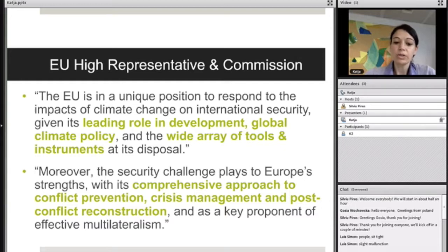And then the second quote also very much links to that, saying that the EU already has a comprehensive approach to conflict prevention, crisis management, and post-conflict reconstruction. So here again, we can actually play a quite unique role as Europeans in trying to prevent, but also trying to help in cases of climate-induced conflicts, or conflicts to which climate also contributed and multiplied the threats.